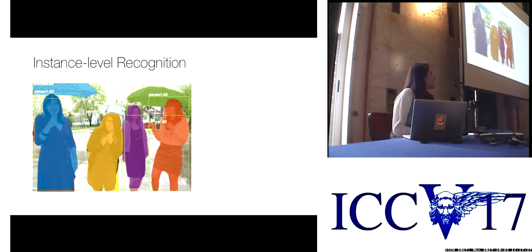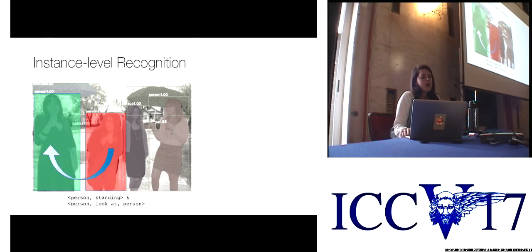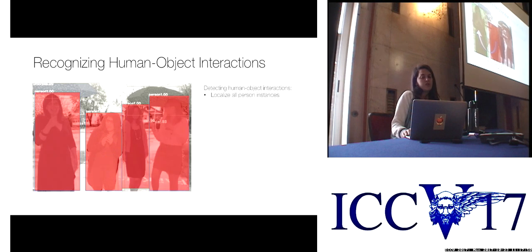However, if you look at this image, it can tell you a lot more than just what objects are present in it. For example, it can tell you that this person on the left is standing and is holding this umbrella on top. It will tell you that the person in the middle is also standing and is looking at the person on their left, on their right. So recognizing human-object interactions is extremely important because it's one step closer to better understanding scenes.